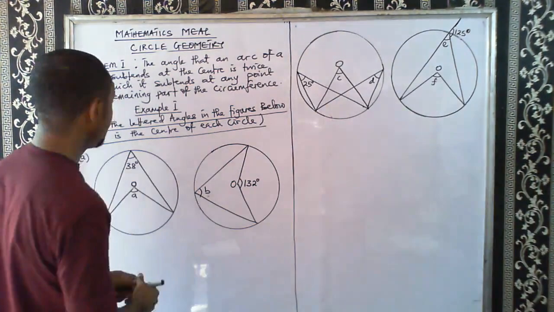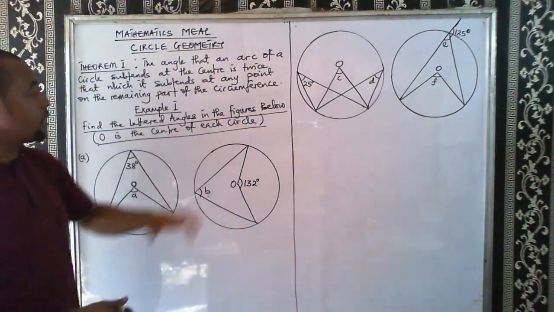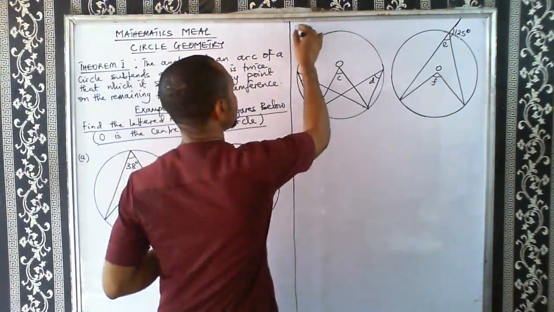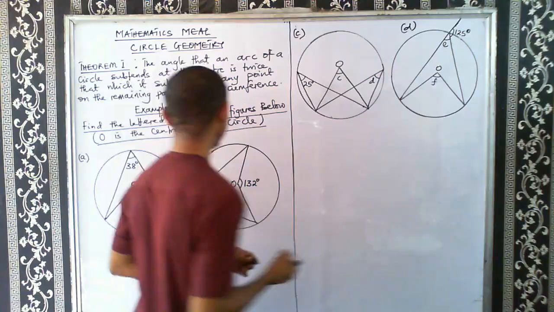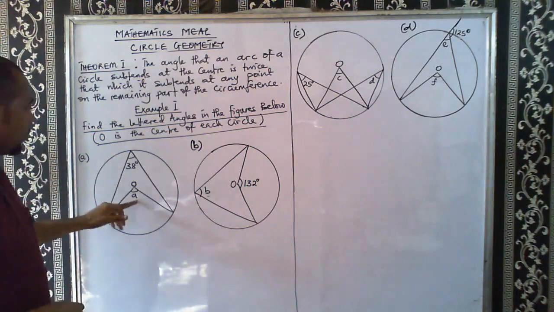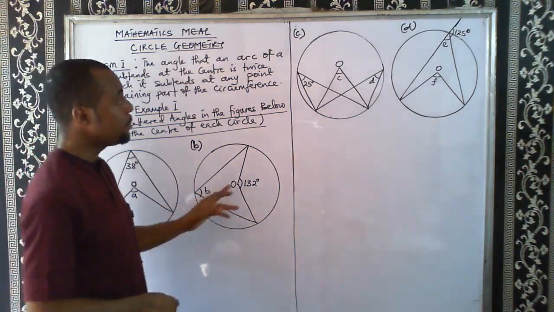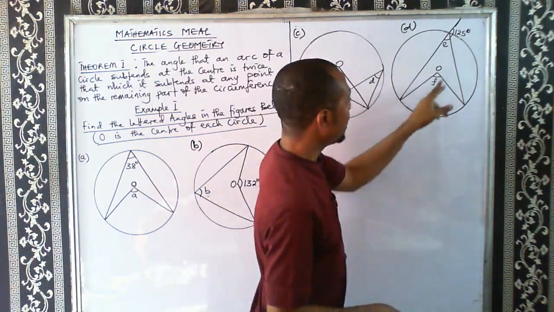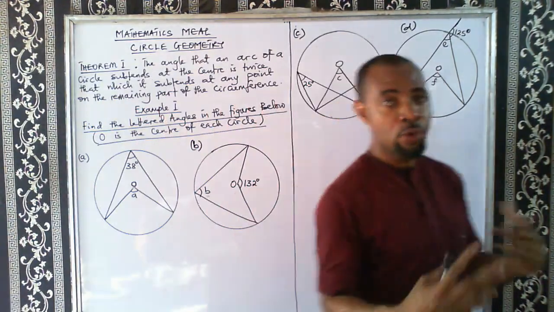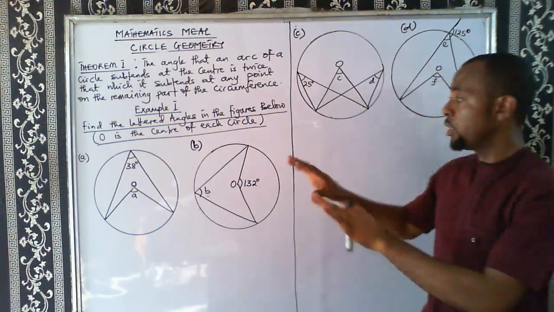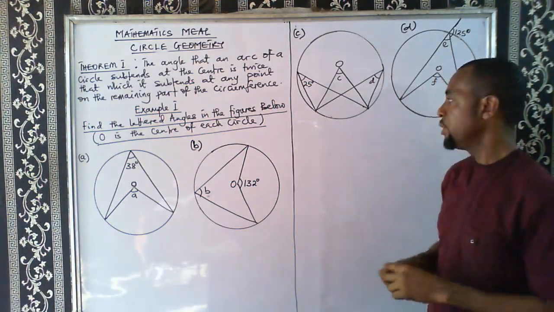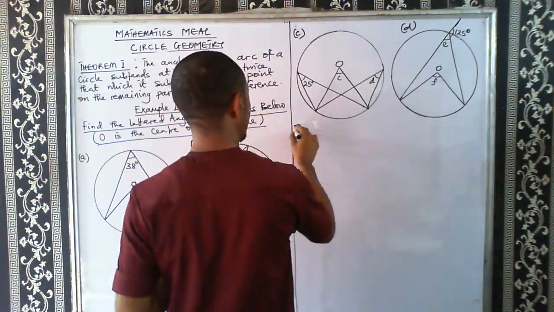Example 1. We're asked to find the lettered angles in the figures below. So we have question A, question B, question C, and question D in our example 1. Find the lettered angles. That means the lettered angles here: A, here B, here C and D, and here E and F. So we are required to find the lettered angles. The way we designed this, all the equations we are going to solve will be based on this theory. So let's begin our calculation.